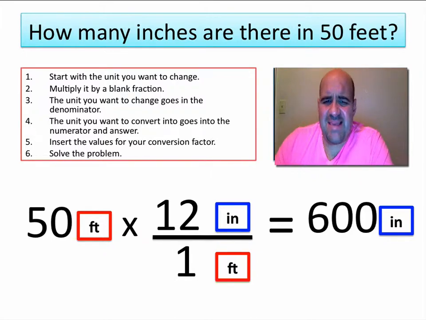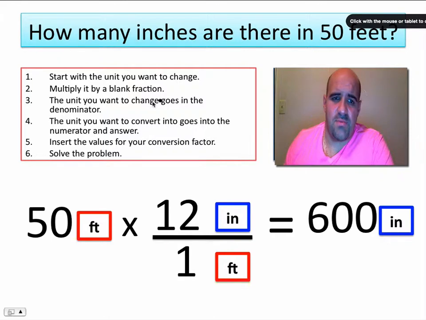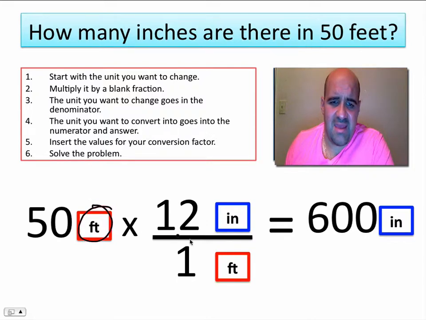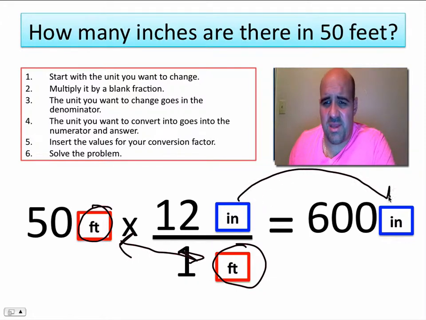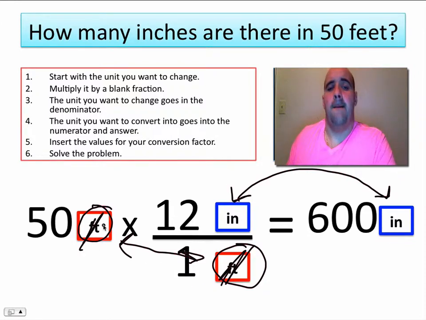Another way to set this up is I like to color coordinate it sometimes when you're first seeing this. This might help you. So you always start with what you want to convert, 50 feet. And the unit you want to change goes here and here. And I color coordinate it for that reason. These units are going to be the same. And the unit we want to go into is going to be the same here. So I just wanted to color coordinate this. These units cancel. But this is generally how we set the problem up.